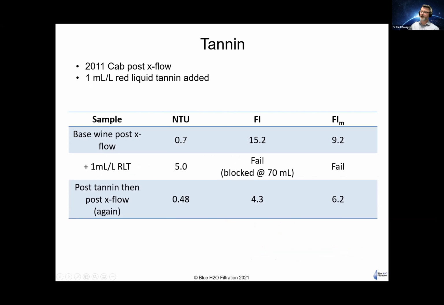NTU was less than 1. The standard filter index gets 15 and the modified 9. Adding that colour jumped the NTU up a lot and obviously caused an instant filterability block, and the disc locked in this case at 70 mils, didn't get anywhere near 600 mils.